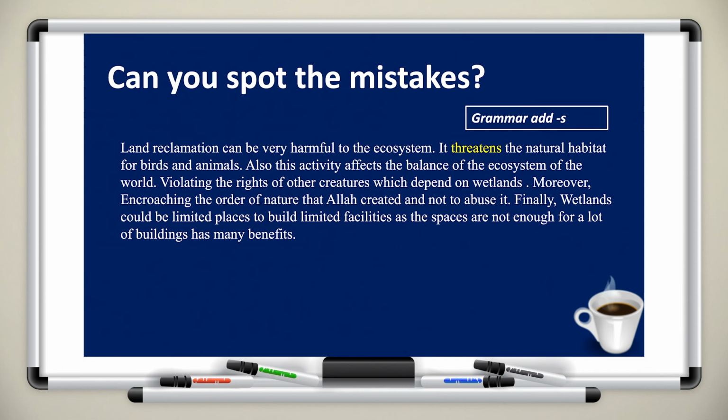Let's look at the rest. Also, this activity affects the balance of the ecosystem of the world. What do you notice about the word also? What kind of word is it? Excellent. What do we need to add after it? We need to add a comma. Excellent. Because it's an introductory word. Also, comma, this activity affects the balance of the ecosystem.